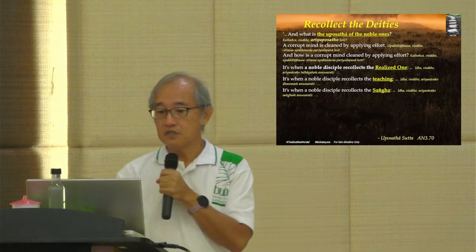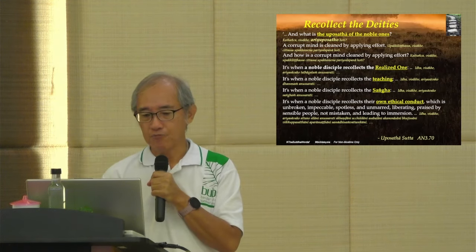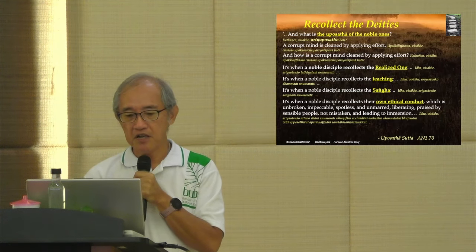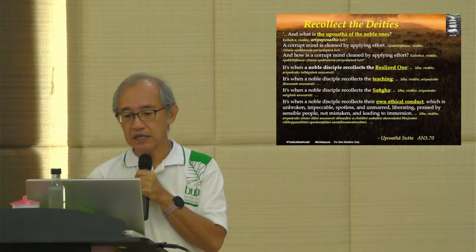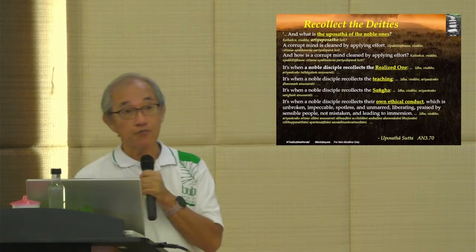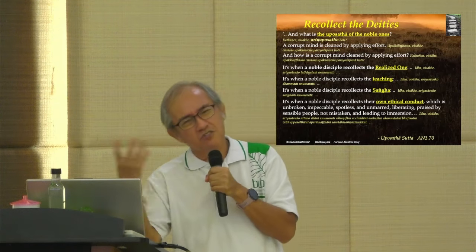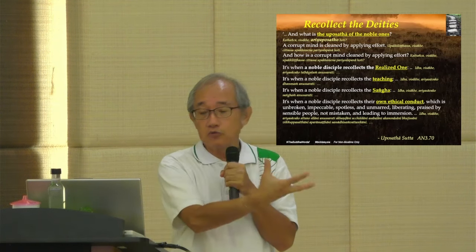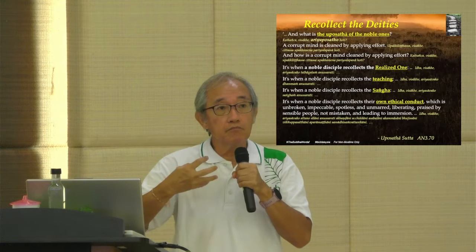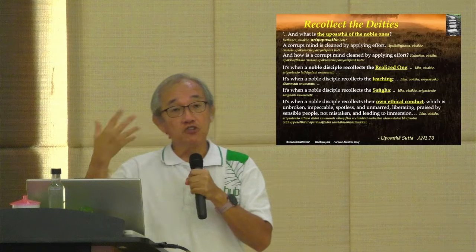It's when the noble disciple recollects their own ethical conduct, which is unbroken, impeccable, spotless, unmottled, liberating, praised by sensible people, not mistaken, and leading to concentration or immersion. So, you reflect on your own. We are not bad people. We have, of course, done bad things. We have done some good things. Here, recollect your own ethical conduct. All the good things, sila, that you have cultivated within yourself up to that point, reflect and rejoice over it.